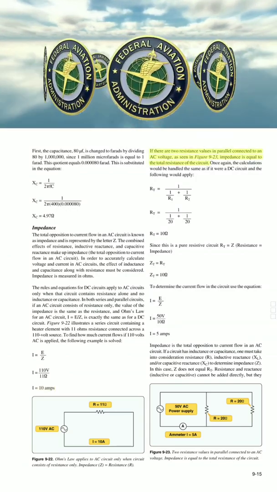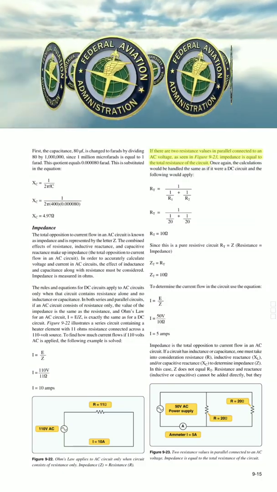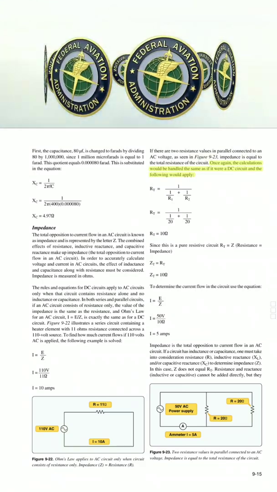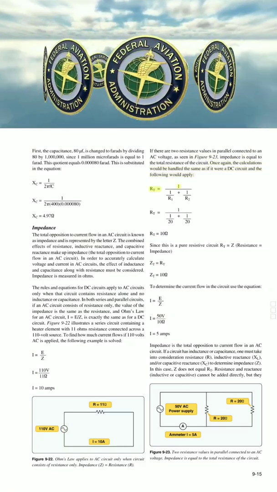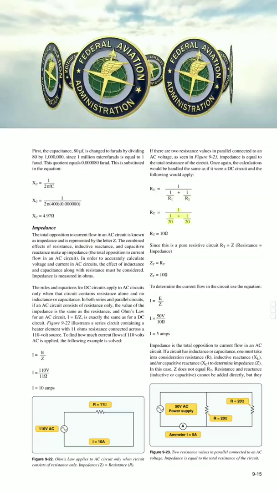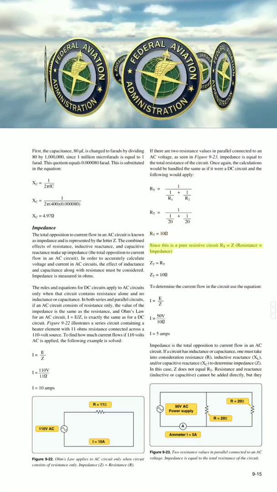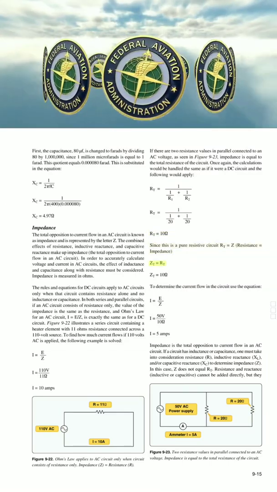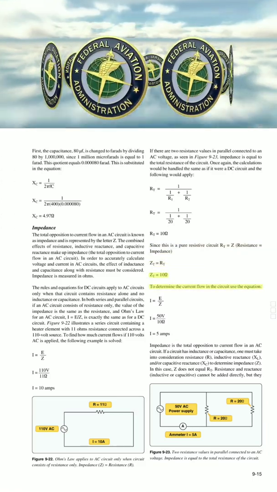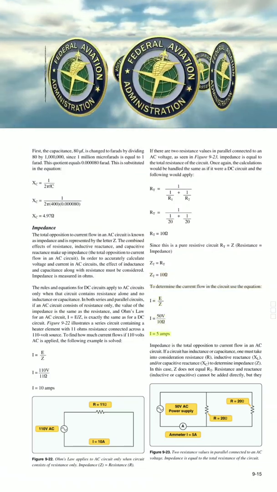If there are two resistance values in parallel connected to an AC voltage, as seen in figure 9-23, impedance is equal to the total resistance of the circuit. Once again, the calculations would be handled the same as if it were a DC circuit. RT equals 1/(1/R1 + 1/R2), RT equals 1/(1/20 + 1/20), RT equals 10 ohms. Since this is a pure resistive circuit, RT equals Z, resistance equals impedance. ZT equals RT, ZT equals 10 ohms. To determine the current flow in the circuit, use the equation I equals E/Z, I equals 50 V/10 ohms, I equals 5 amps.